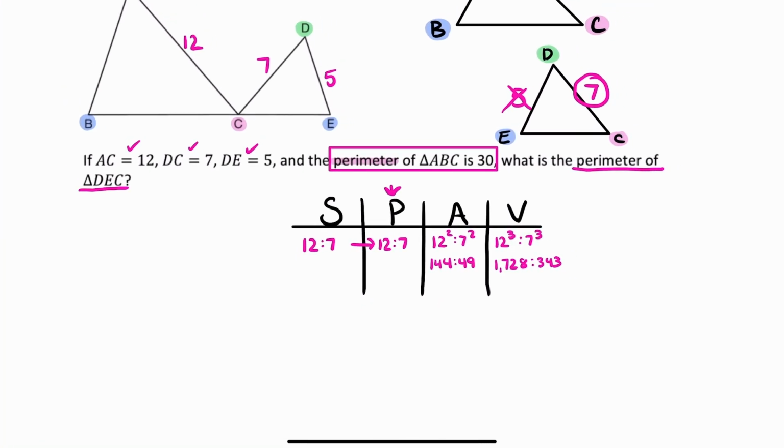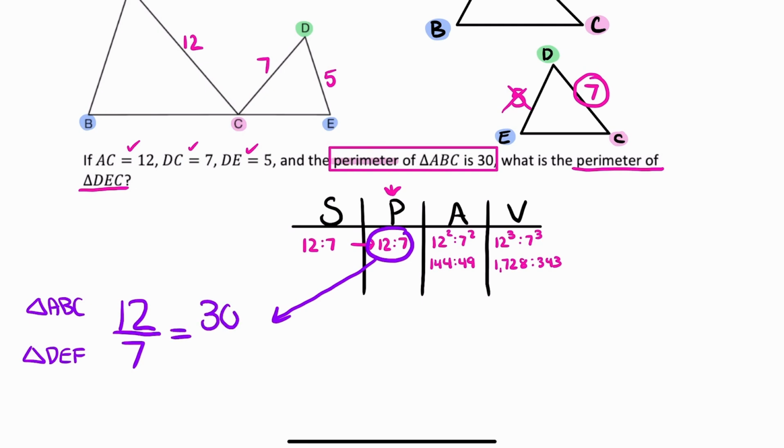Now this is what's really important here because it's giving me the perimeter of triangle ABC. So I need to know that this ratio is what I'm going to be using. Now when I say using, I can put that 12 to 7 ratio in a proportion. So I can say 12 goes over 7. Just remember that that 12 was a part of triangle ABC and that 7 was a part of triangle DEC. So when they tell me that the perimeter of triangle ABC is 30, it needs to go on top. And they're telling me they want the perimeter of triangle DEC, that X is going to go on the bottom.